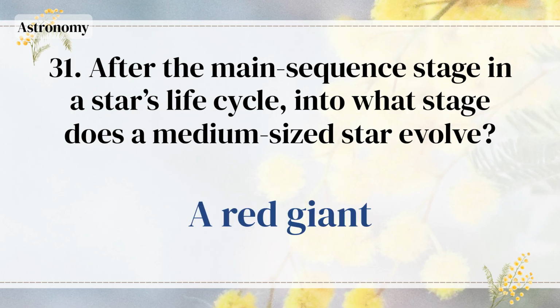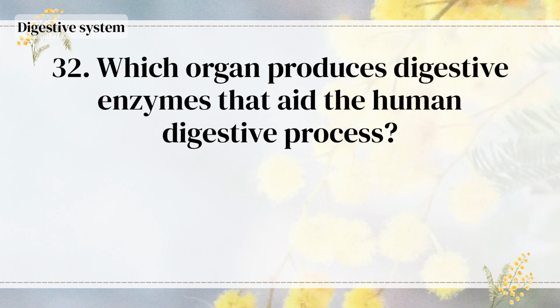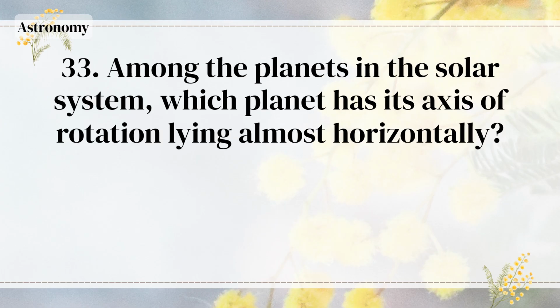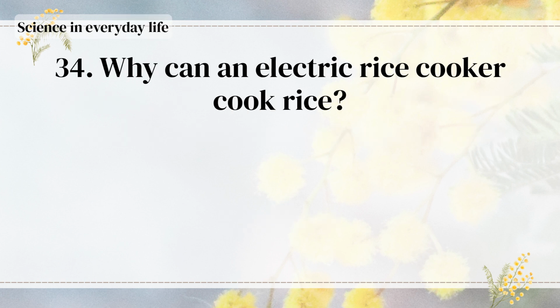A red giant. Which organ produces digestive enzymes that aid the human digestive process? The pancreas. Among the planets in the solar system, which planet has its axis of rotation lying almost horizontally? Uranus. Why can an electric rice cooker cook rice?